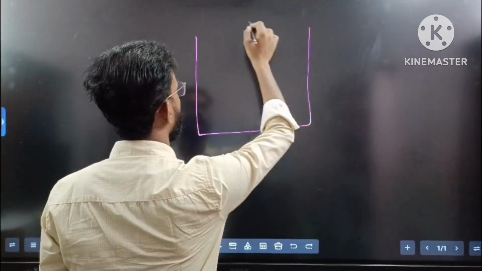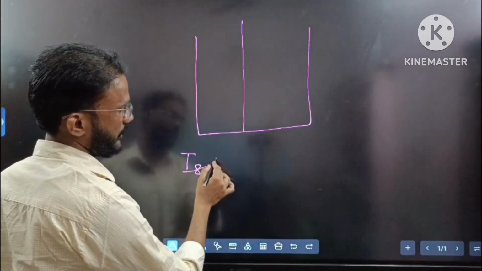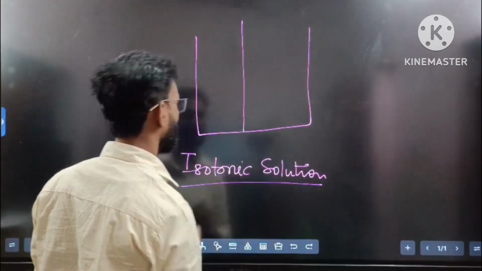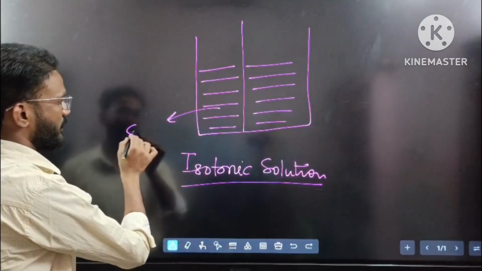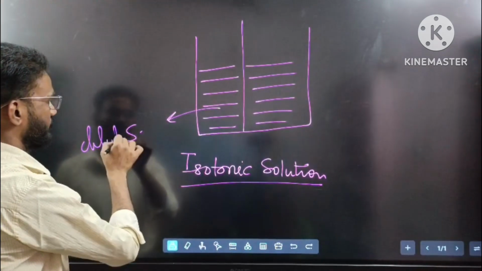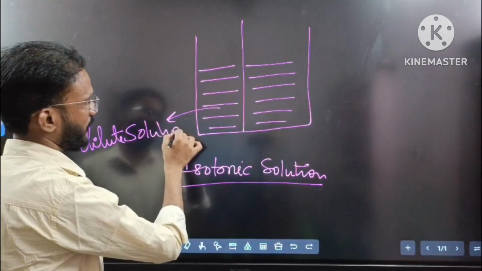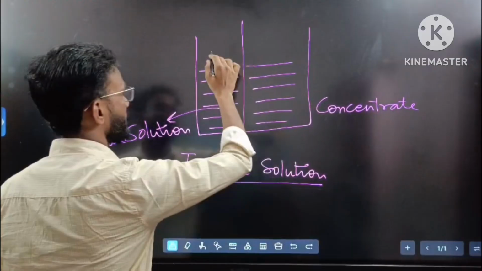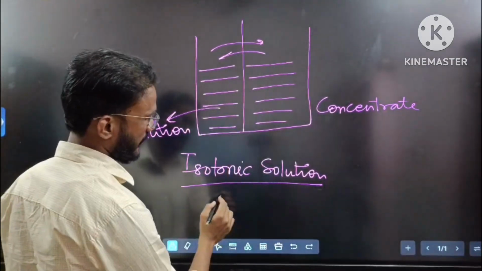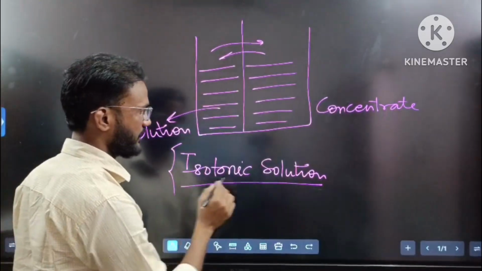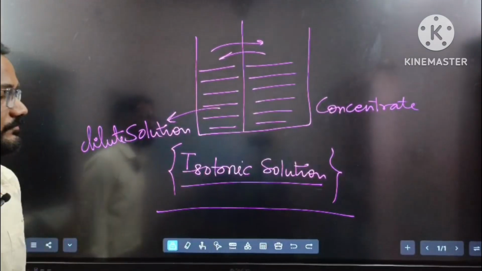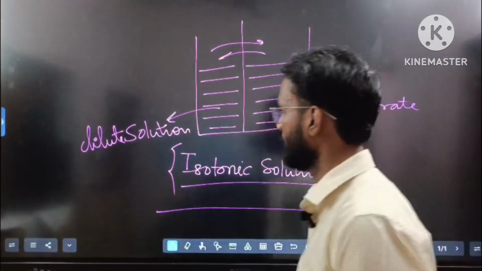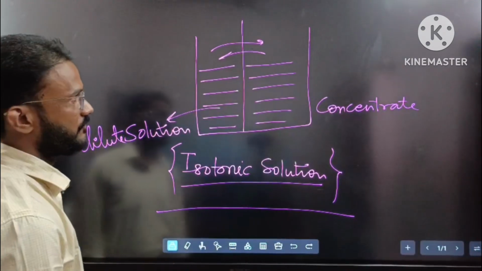Now, next one is isotonic solution. We will take one dilute and another one concentrated. If the process of osmosis doesn't occur between both solutions, then these solutions are known as isotonic solutions.